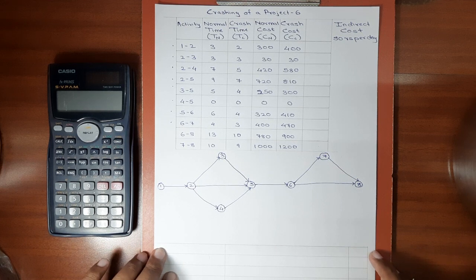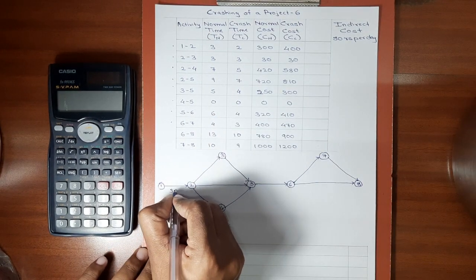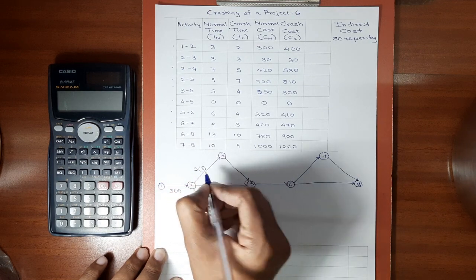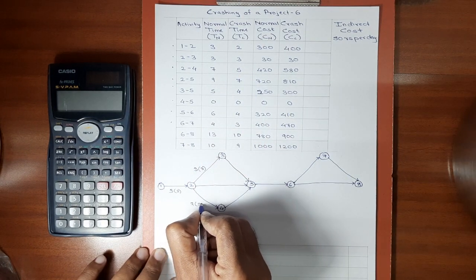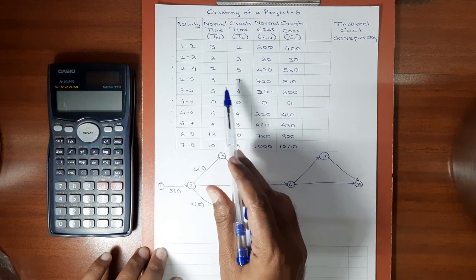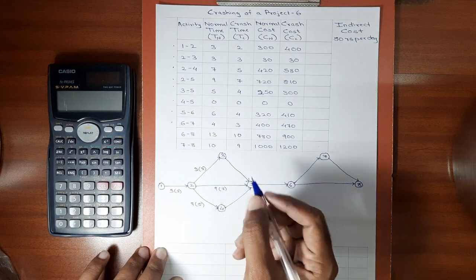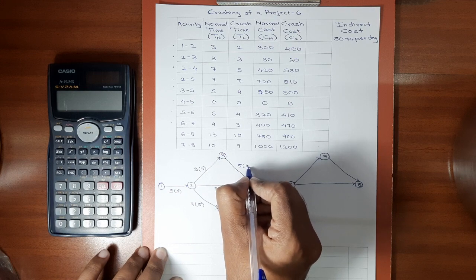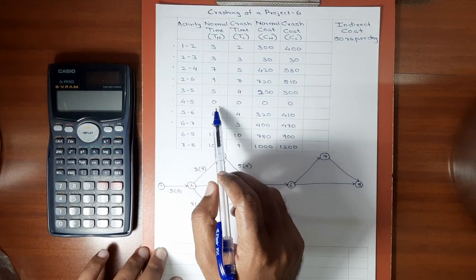Now we'll just mention the normal time and crash duration of each activity below the arrow. So for first, normal time is 3, 2. I'll just write over here 3, 2. For second activity it is 3, 3. For third activity it is 7, 5. For fourth activity it is 9, 7. For fifth activity it is 5, 4. 4, 5 is a dummy activity because it is having 0 duration.